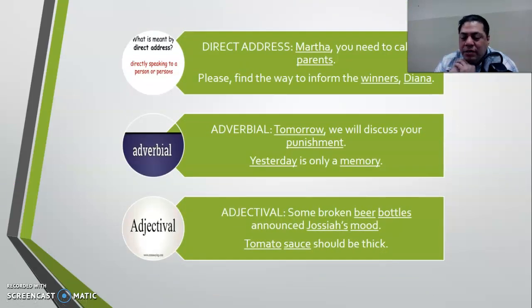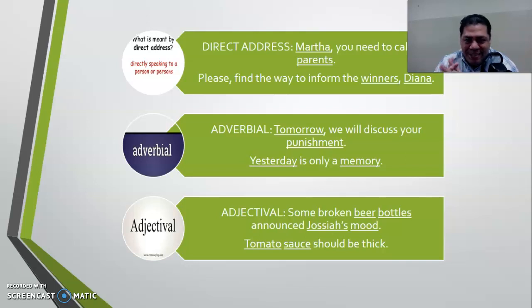Two examples again. Tomorrow we will discuss your punishment. Yesterday is only a memory. Now, tomorrow is an adverbial because it tells us when we will do the action. Yes? It's a noun, but it's behaving like an adverb. We will discuss your punishment when? Tomorrow. So you will classify tomorrow as an adverbial. And punishment is a direct object.